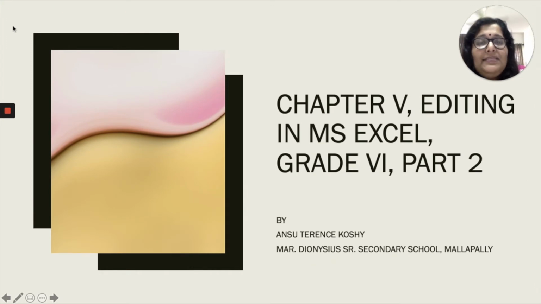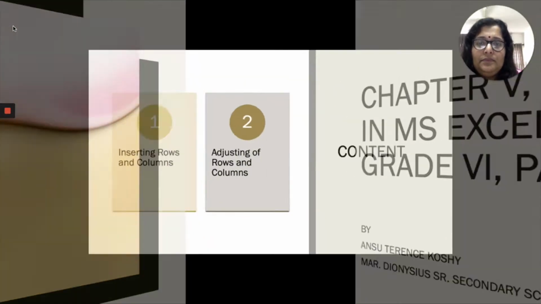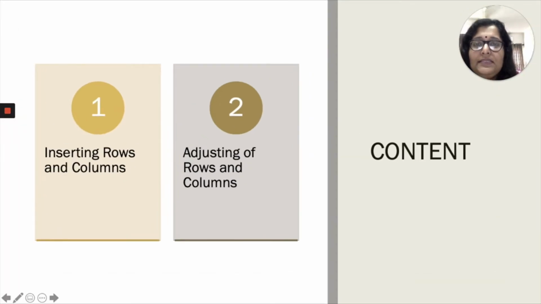This time we will be seeing Chapter 5, Editing in MS Excel, Part 2. Today we will be discussing two main topics. They are inserting rows and columns and adjusting of rows and columns.